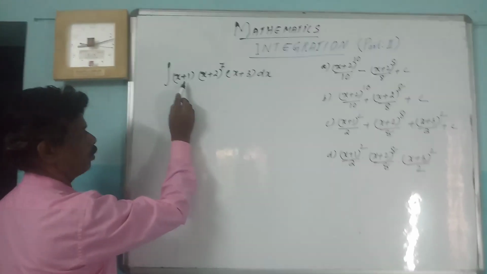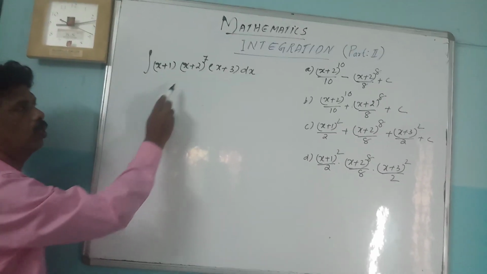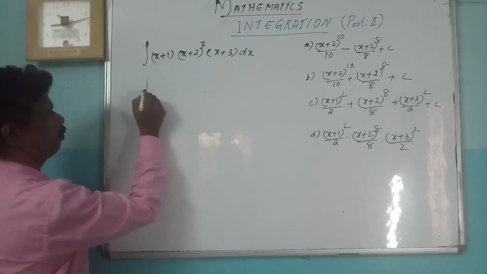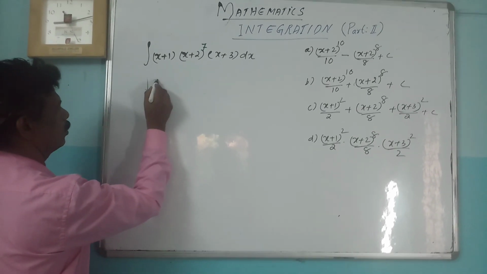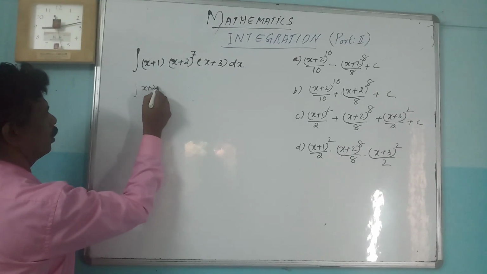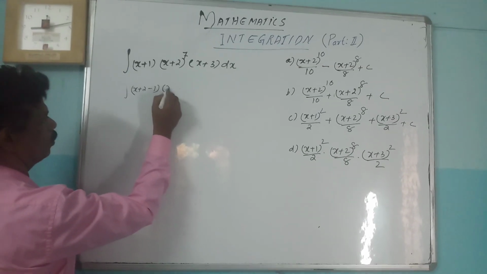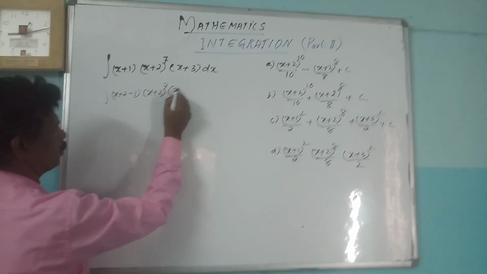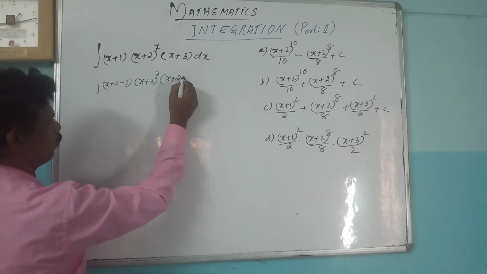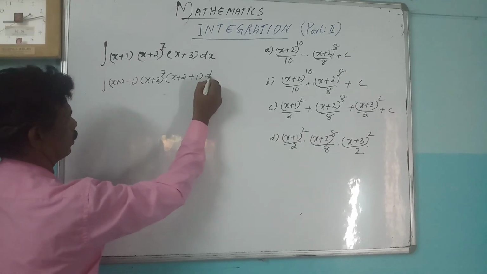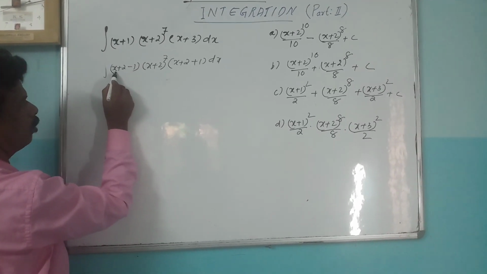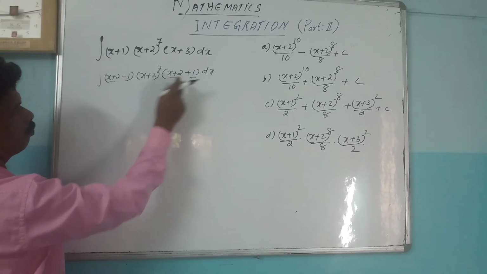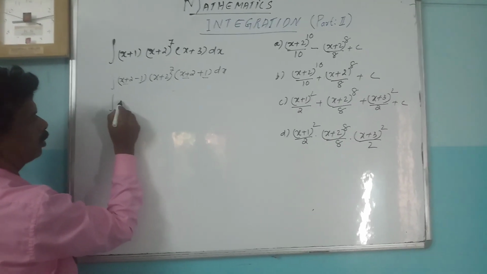Integral of (x plus 1) into (x plus 2) the whole raised to 7 into (x plus 3) dx. This x plus 1 we can write as x plus 2 minus 1, into (x plus 2) the whole raised to 7. Similarly, x plus 3 we can write as x plus 2 plus 1, into dx. Now this is in the form of a minus b into a plus b. A minus b into a plus b is equal to a square minus b square.